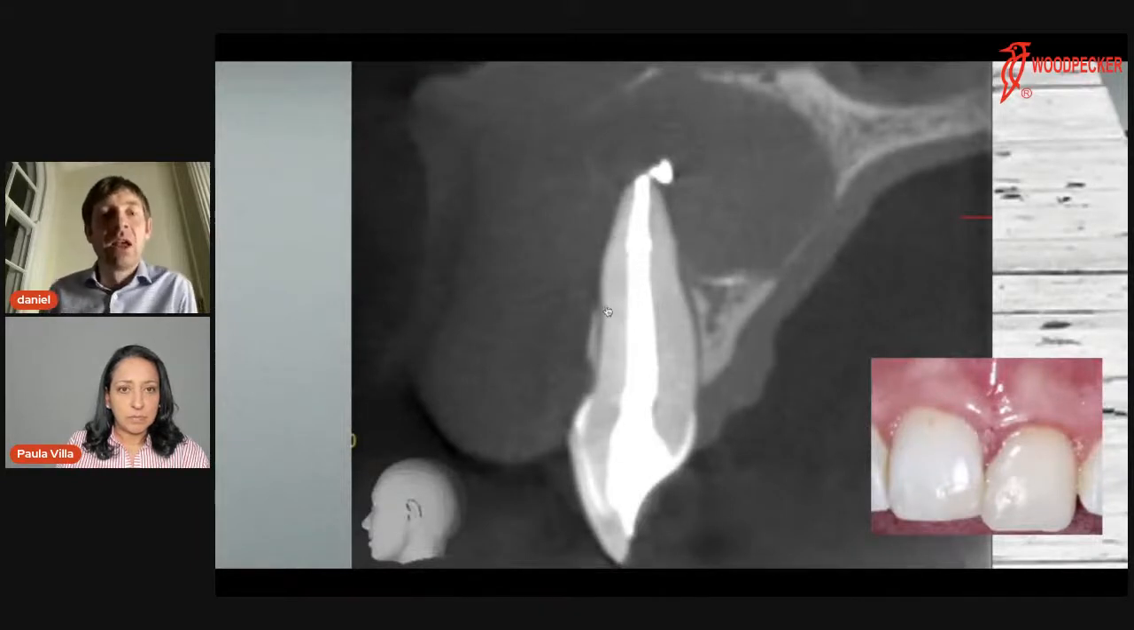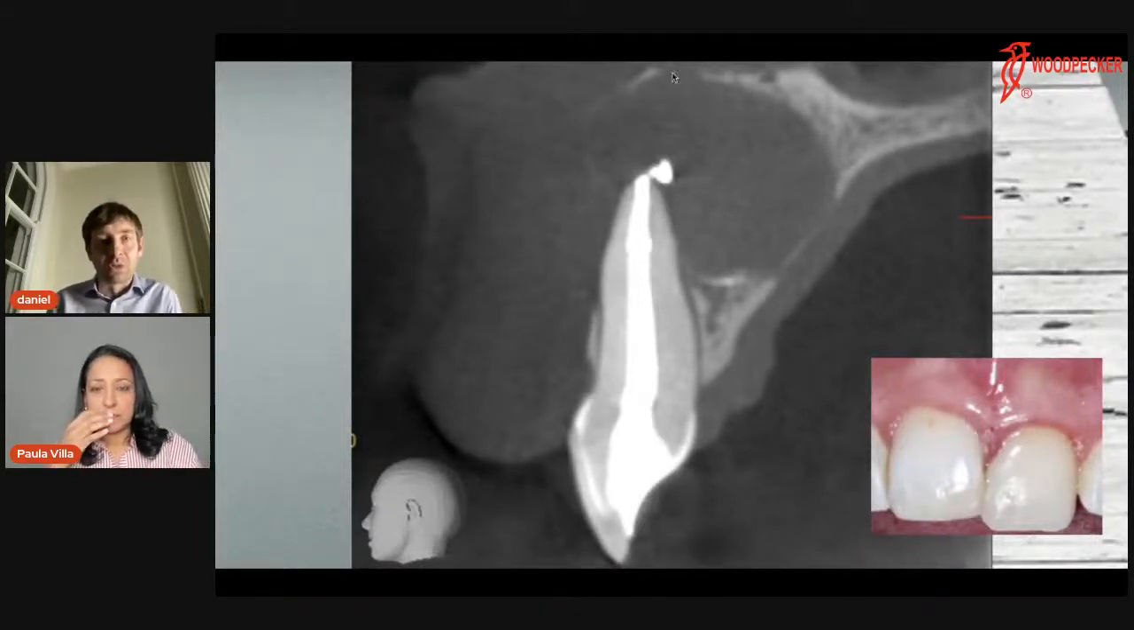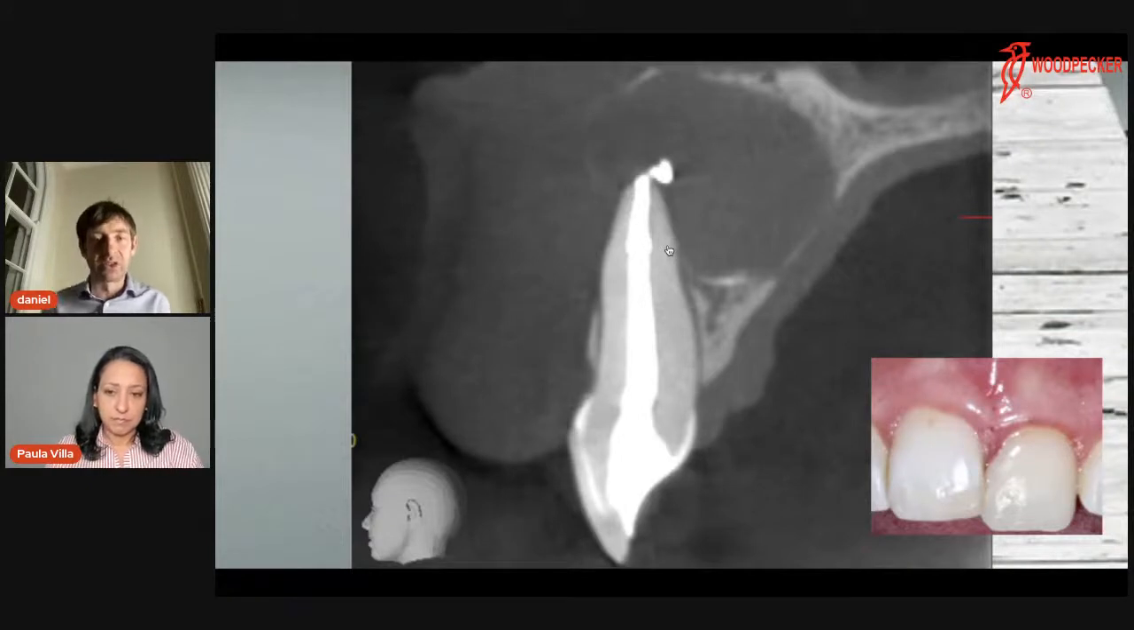So look at this tooth. Loss of buccal bone all the way up to the base of the nose, perforation into the base of the nose, and there's some perforation palatally as well. So if we extract this tooth, we're going to lose this buccal bone. And then all of a sudden, it's so much more difficult to try and restore this in an aesthetic way.